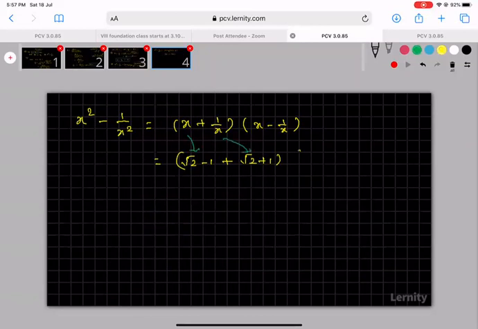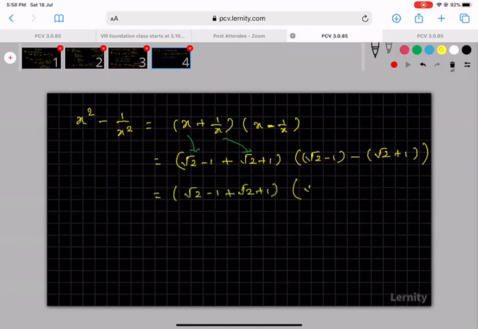Now I am going to this bracket. x is equal to root 2 minus 1. Then here, minus means I put here minus. 1 by x is equal to root 2 plus 1. Then you see here, next line: root 2 minus 1 plus root 2 plus 1.